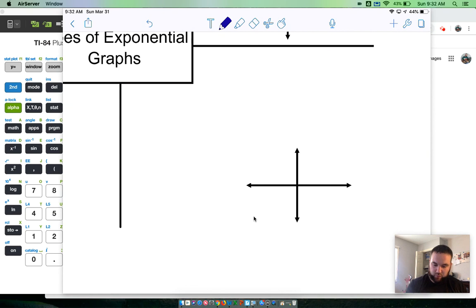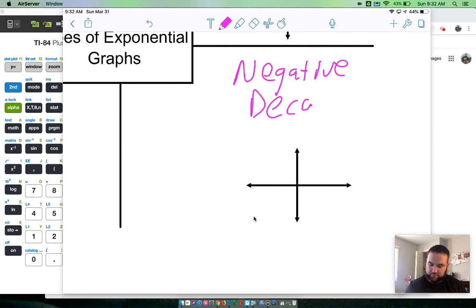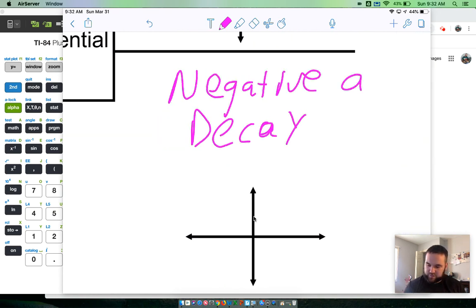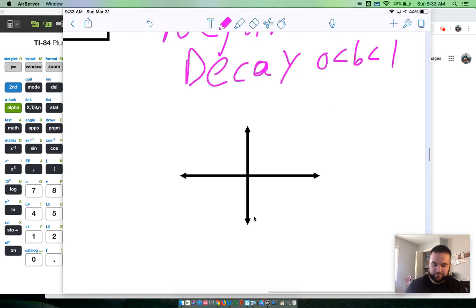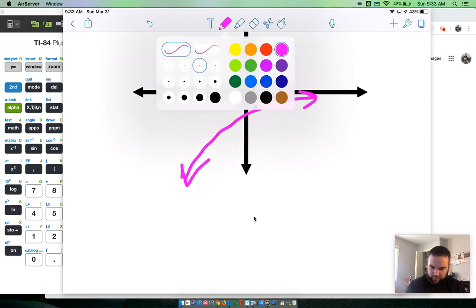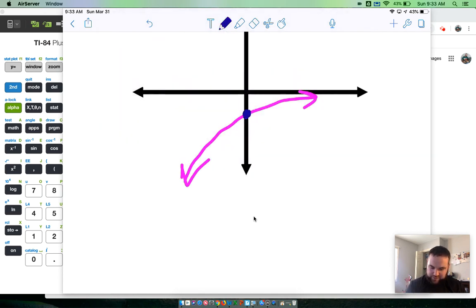Finally, the last one's negative growth. Nope, we just did that. Negative decay. Caught myself. So negative decay means we're starting at a negative number and our growth factor, or in this case, our decay factor, is between 0 and 1. That graph is going to look something like this. And you might say, well, that's growing because it's going up, but it is in the negative sense, right? The number's decaying because it's getting closer to 0.